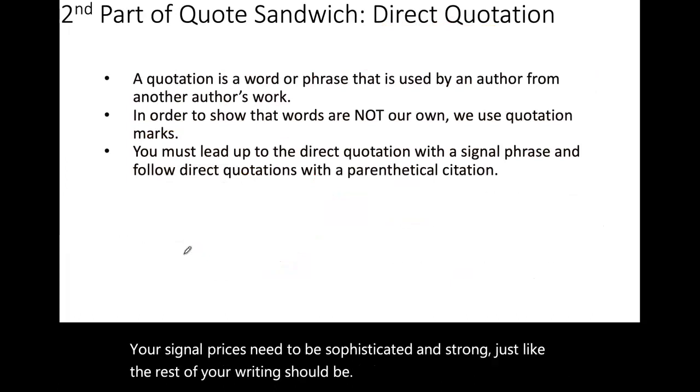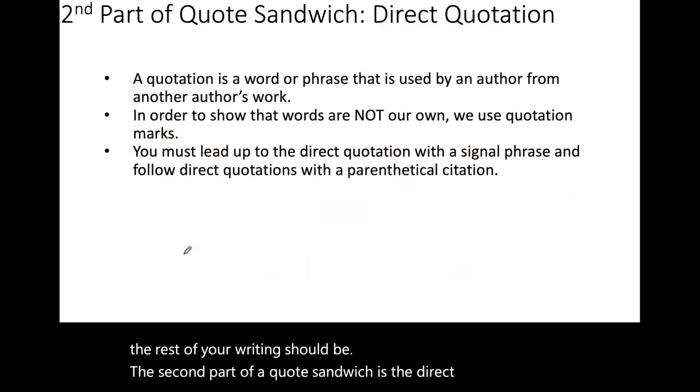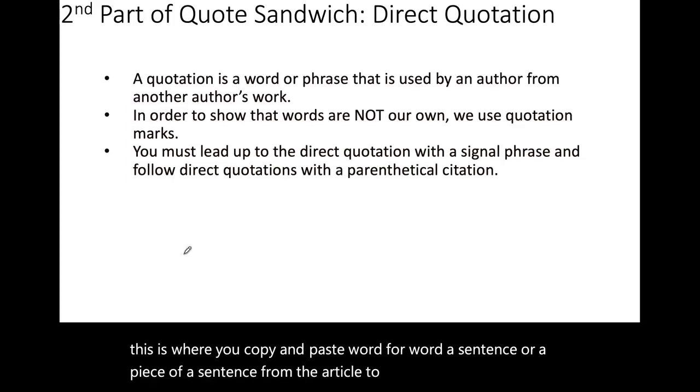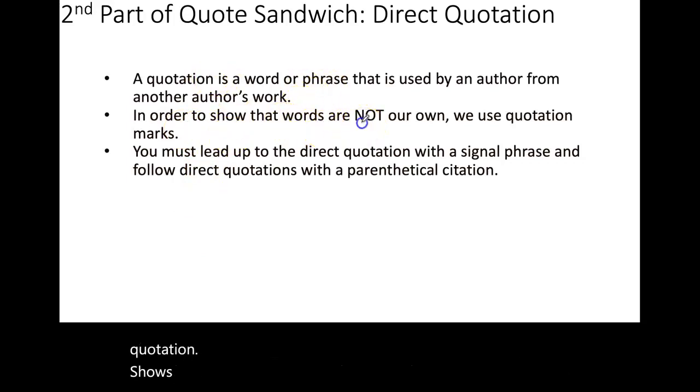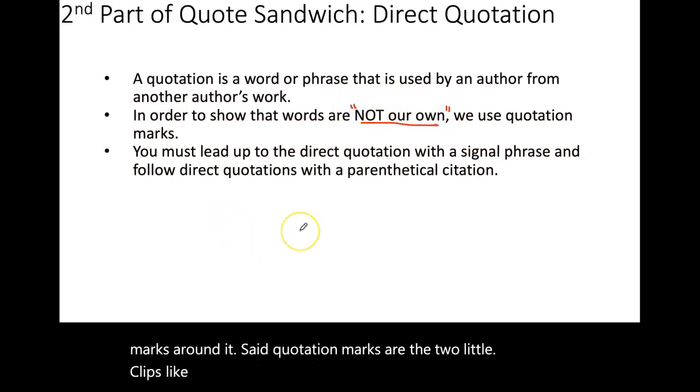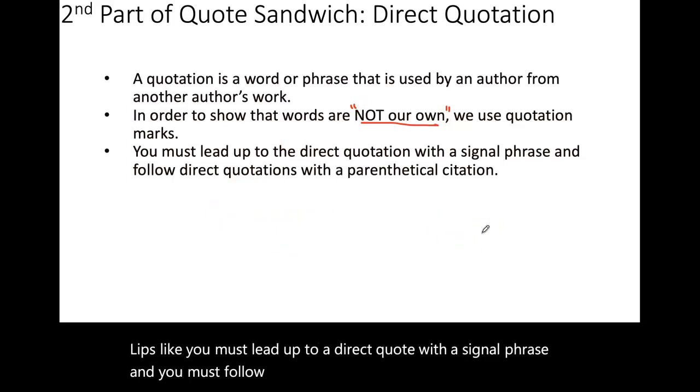The second part of a quote sandwich is the direct quotation. Now, this is where you copy and paste word for word a sentence or a piece of a sentence from the article to put into your paragraph. The quotation shows that the words are not yours. So we put the quotation marks around it. So quotation marks are the two little blips like this. You must lead up to a direct quote with a signal phrase, and you must follow a quote with a parenthetical citation.